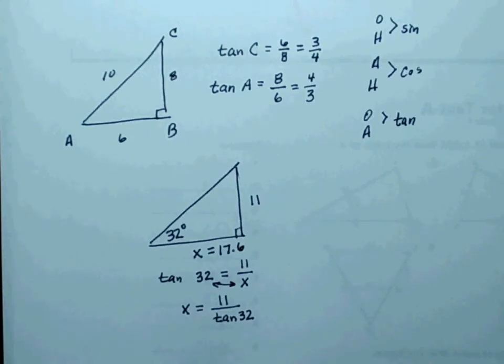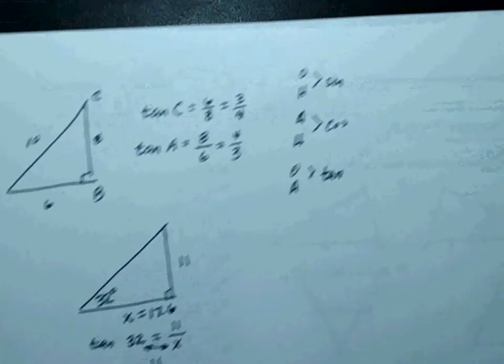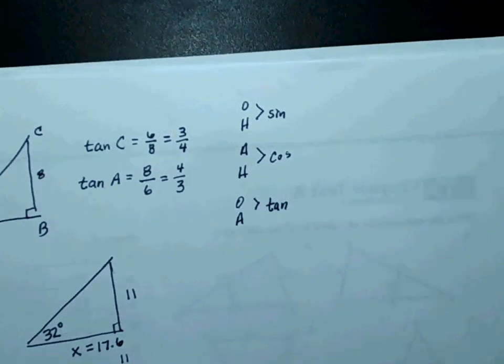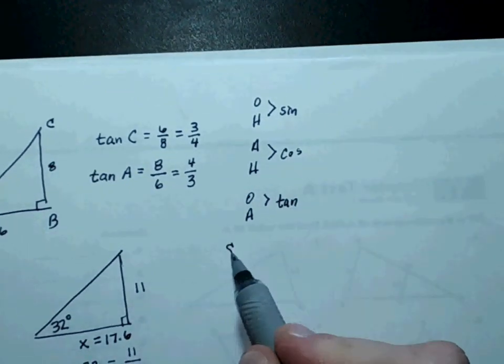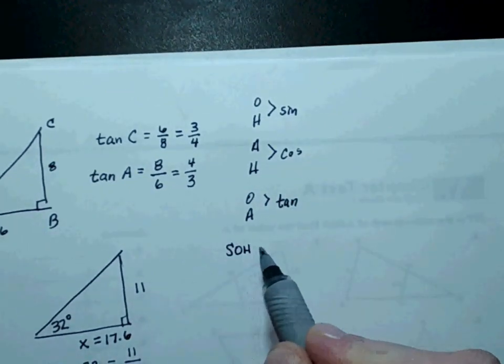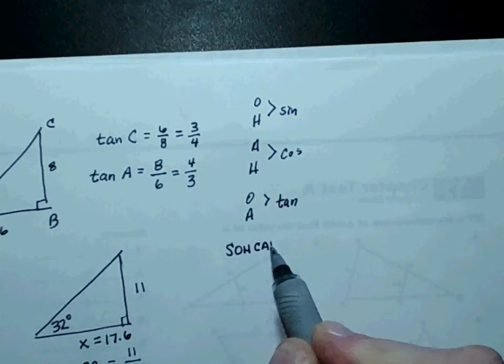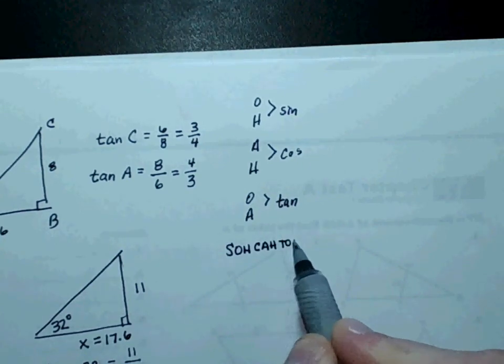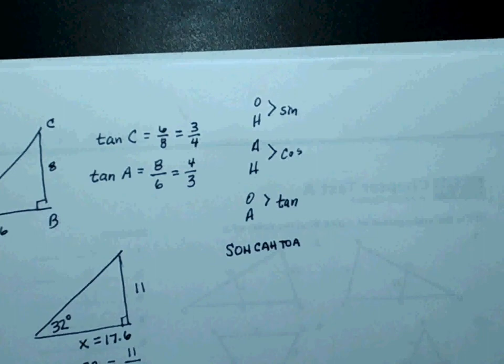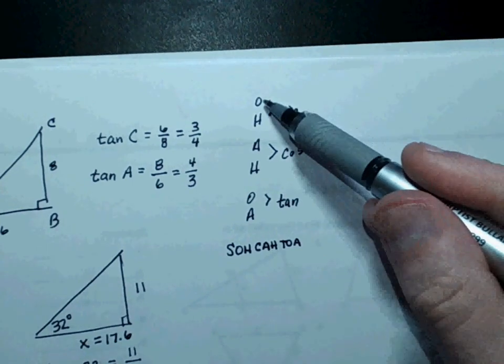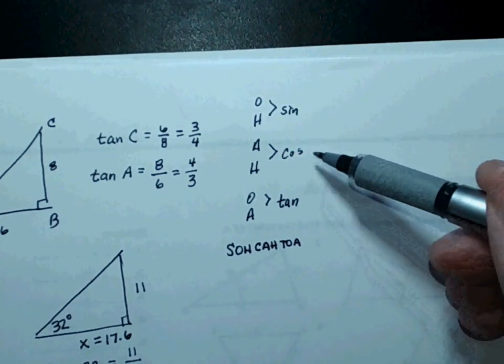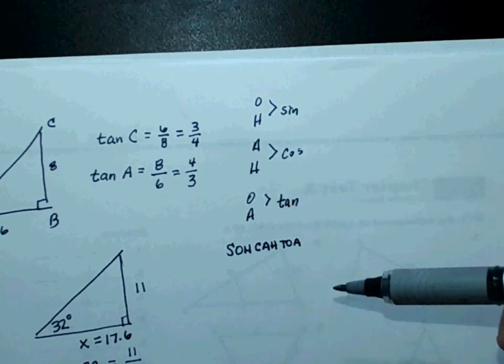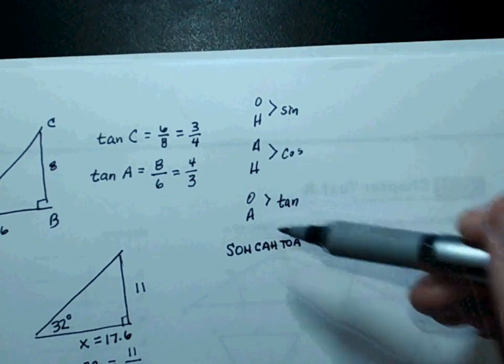Okay. So we talked about sine, cosine, and tangent. You need to remember one of these two sayings. Either Oscar had a heap of apples, or you need to remember SOHCAHTOA. Remember, sine is opposite over hypotenuse. Cosine is adjacent over hypotenuse. Tangent is opposite over adjacent.